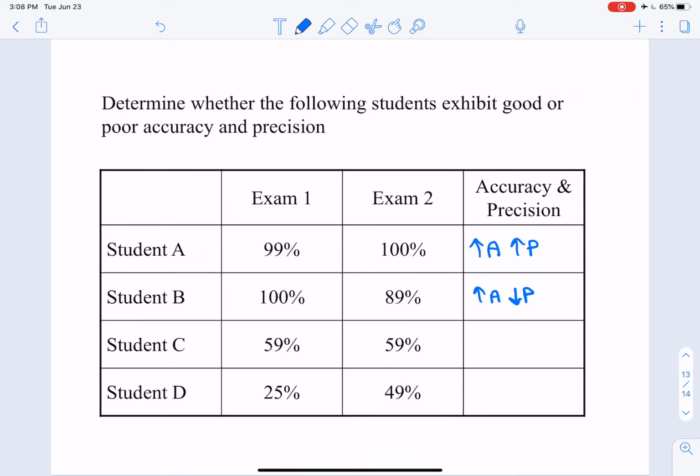Student C, how about the accuracy there? Low accuracy, but what about the precision? Super high precision there. So student C can go home and say, Mom, I have really high precision in my chemistry grades. Woohoo! Okay? Doesn't mean they're very accurate though. And student D, what about the accuracy? Low accuracy, and the precision? Low precision also. Those two values are quite far apart.